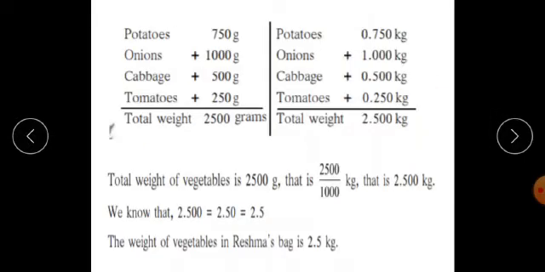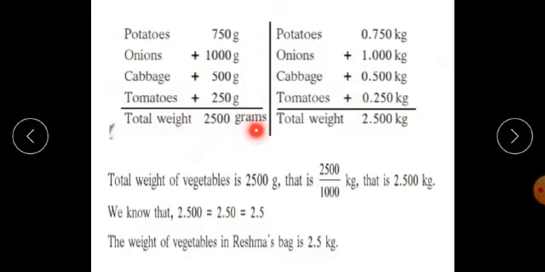So, we are going to solve this sum by two methods. Potato 750 gram, onion 1000 gram, that is 1 kg, cabbage 500 gram, half kg, tomatoes 250 gram. Here, if you see, the quantity of all the vegetables is in gram. And when you add the amounts, the total weight is equal to 2500 grams.